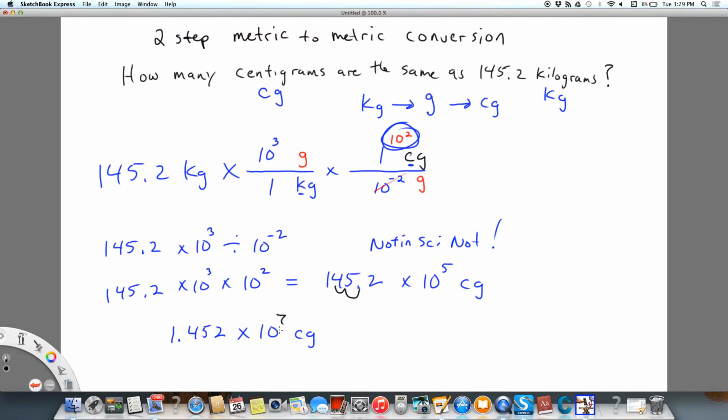I can also put that in decimal form, and I can just move this decimal over 7 places. So 1.45200. Let's see how many zeros we have, and I move it over 1, 2, 3, 4, 5, 6, 7 places, I will have 1, 4, 5, 2 with 4 zeros and centigrams. So those two values are equivalent.